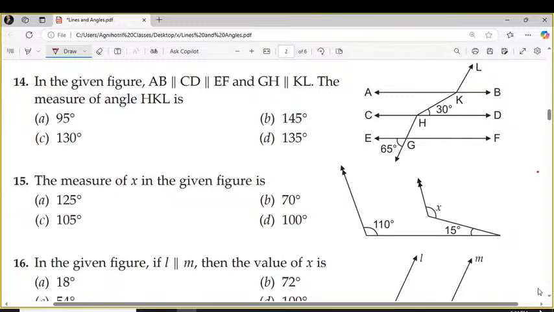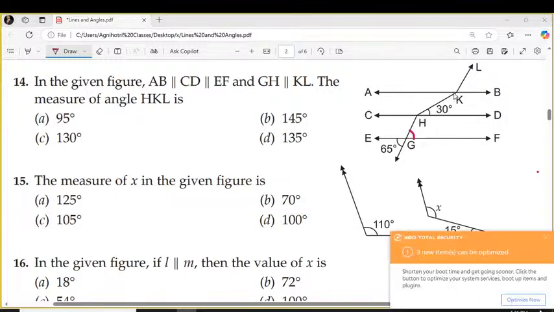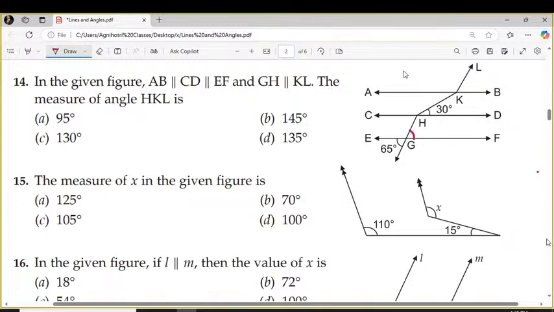Okay, in question number 14, what you need to do is they all are parallel to each other. That's why this 65 needs to be this. Yeah, but these transversals are not the same. That needs to be in your consideration. They want you to tell these two, HKL. If this is 30, this needs to be 30. This is a very important point to remember.